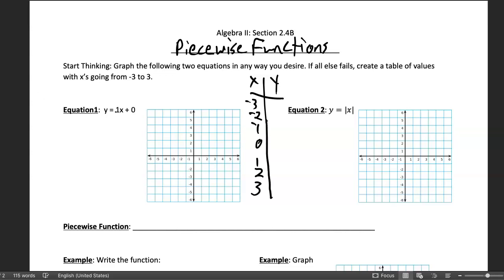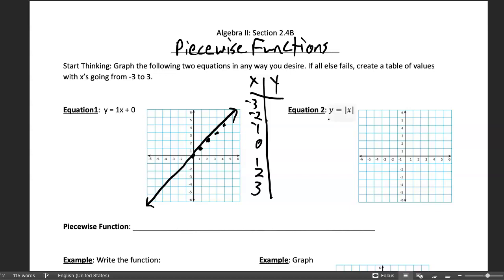For this first equation, y is equal to 1x plus 0. What is that? Well, we start at the origin, our y-intercept is 0, and we move up 1 over 1, and so on. So this makes the line like that. Right, what about for this equation?